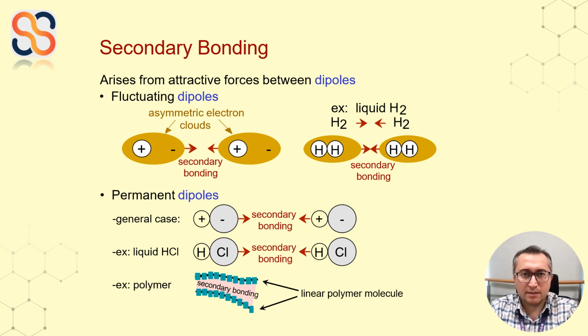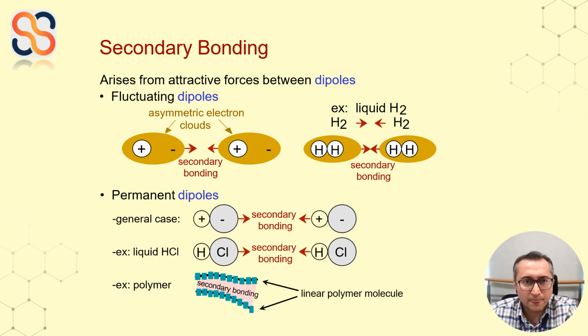Now, let's explore secondary bonding, which is a fascinating topic because it highlights how attractive forces can arise even in materials that don't have a strong primary bond. So, what is secondary bonding? It arises from the attractive forces between dipoles. Dipoles can be created in a couple of ways.